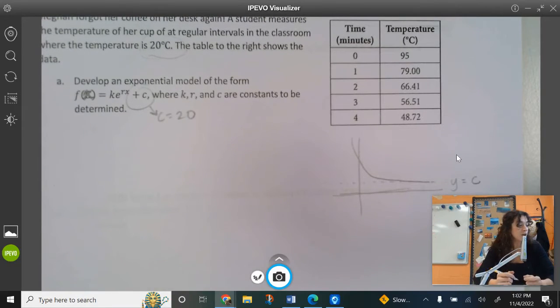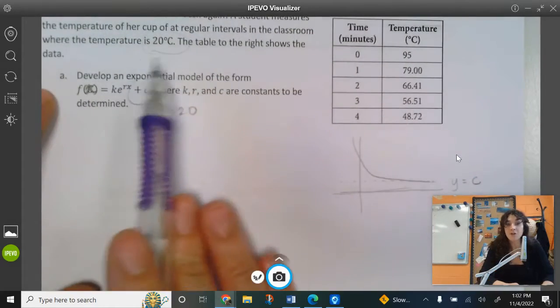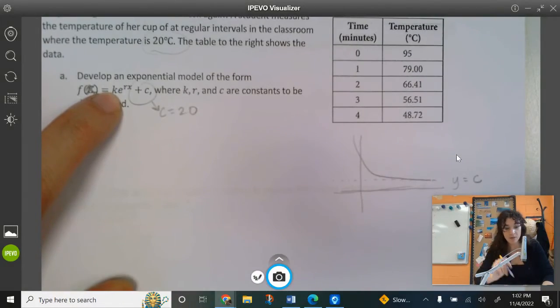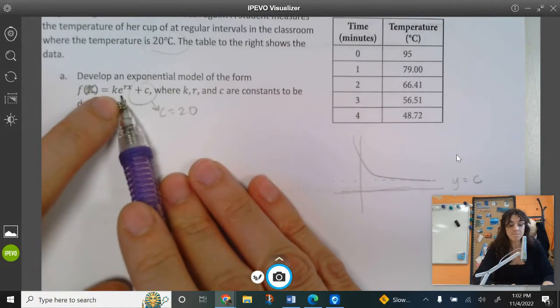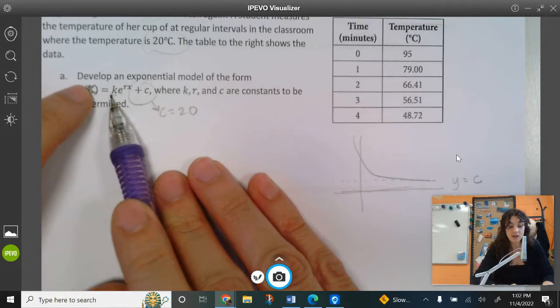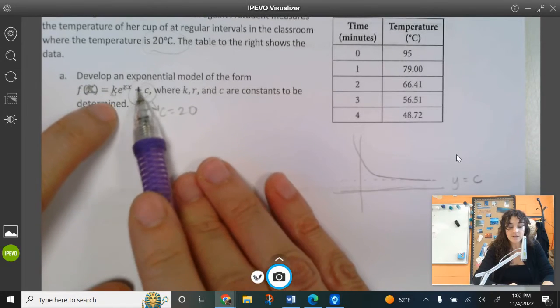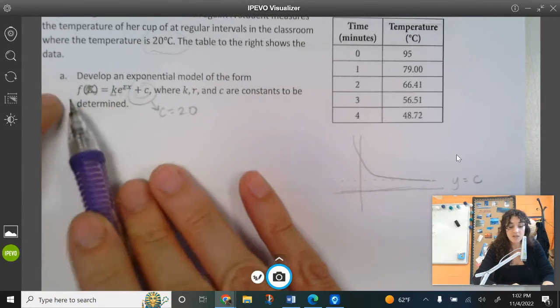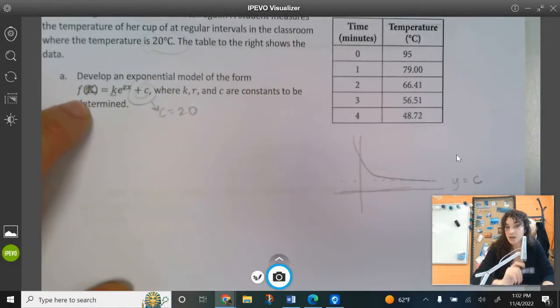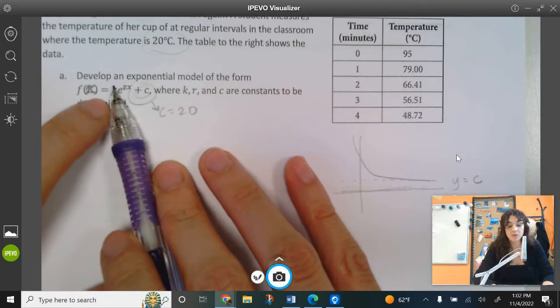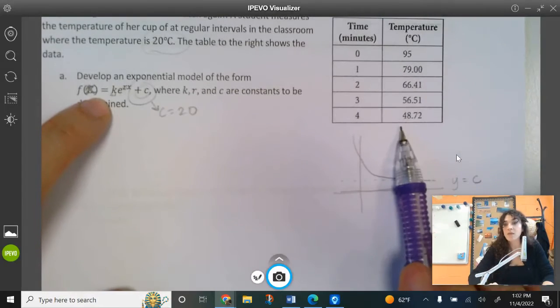When I first solved this problem, I made a classic mistake where I didn't read the first part of the problem. I just looked at developing a model and I was like, cool, I've got e, which is a number. Remember, e is Euler's number. It's 2.71 something. So that's a number, but k is a variable we need to solve for, r is a variable we need to solve for, and c is a variable we need to solve for. x is our input, f of x is our output, e is just our exponential number. And so we have three variables we need to solve for. And when I first looked at this problem, I was like, I have more than three pieces of information.